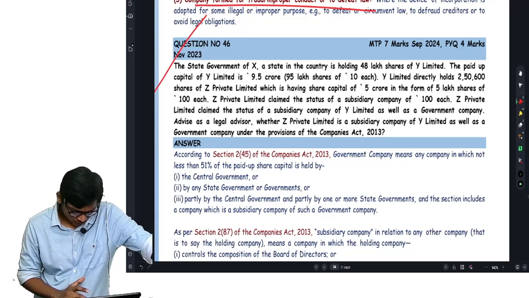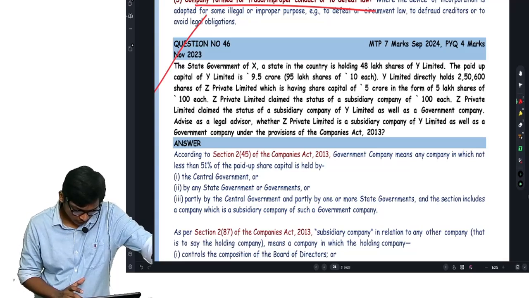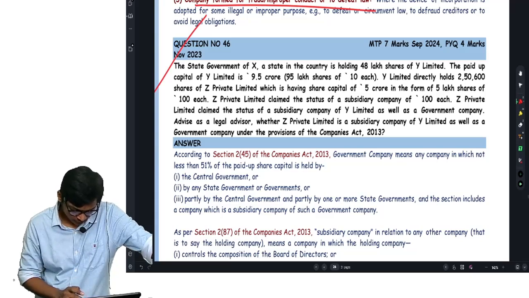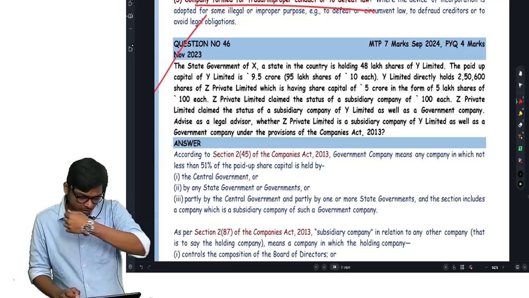Advise as a legal advisor whether this private limited is a subsidiary company of Y Limited as well as a government company under the provision of the Companies Act 2013. Okay, go through guys.